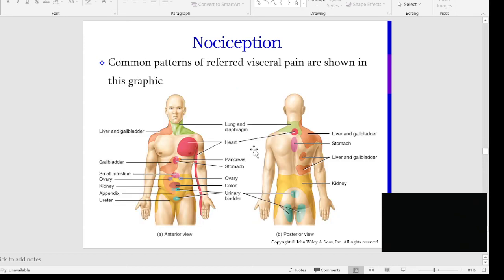So, the common patterns of referred visceral pain are shown here. Here you can see the stomach and gallbladder in the middle, the solar plexus. For example, there is pain when there is a stone in the gallbladder. So these are the referred pain areas. You have your liver, gallbladder and kidney, with pain referred to the umbilical area. These are the areas for referred pain.